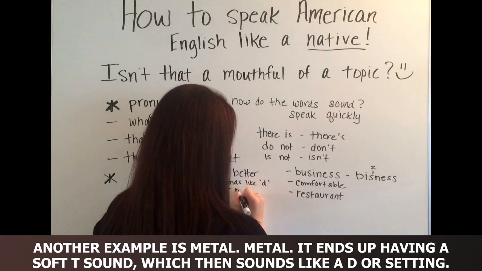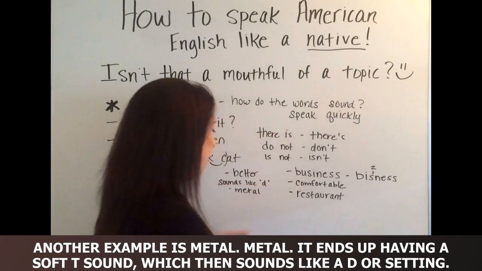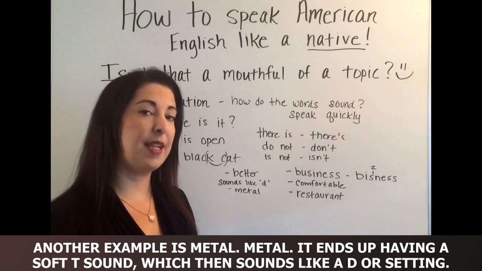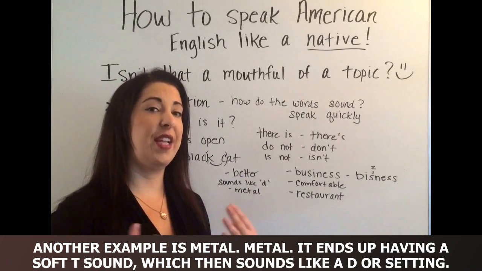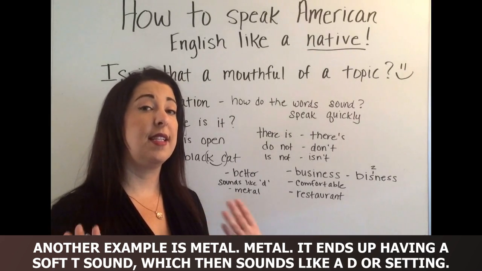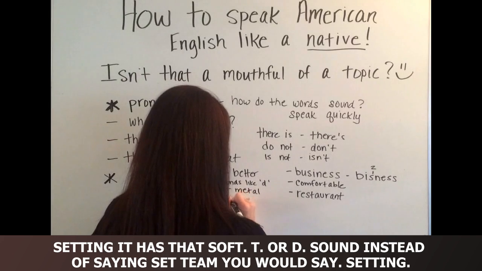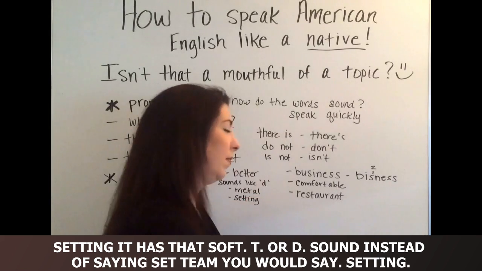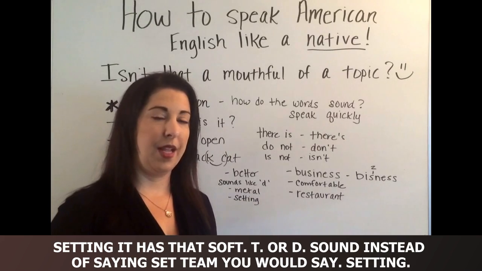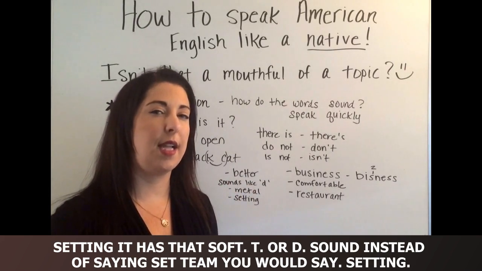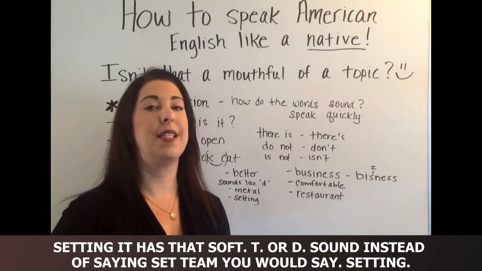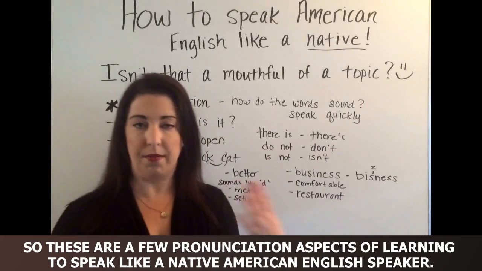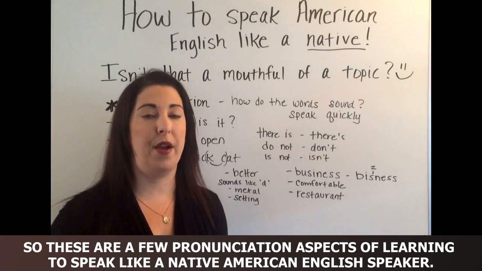Another example is metal. It ends up having a soft T sound, which then sounds like a D. Or setting. It has that soft T or D sound. So these are just a few pronunciation aspects of learning to speak like a native American English speaker.